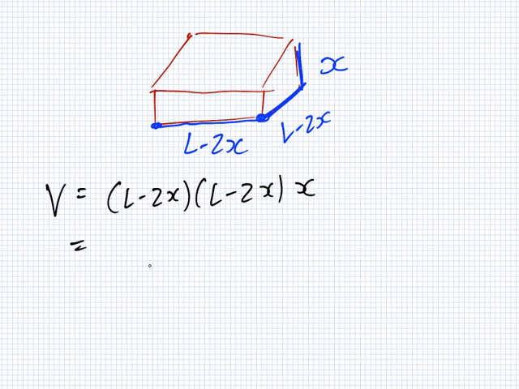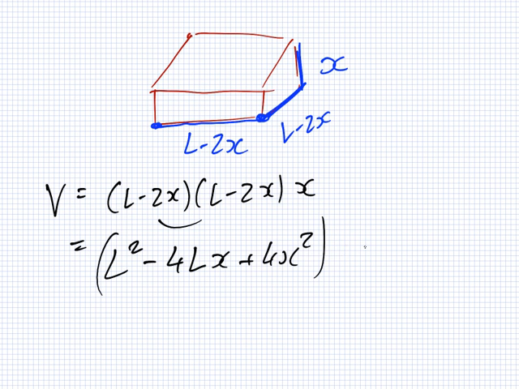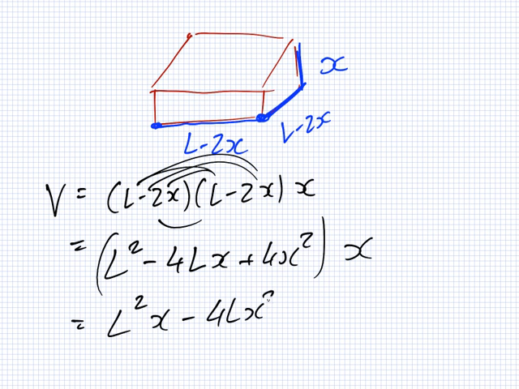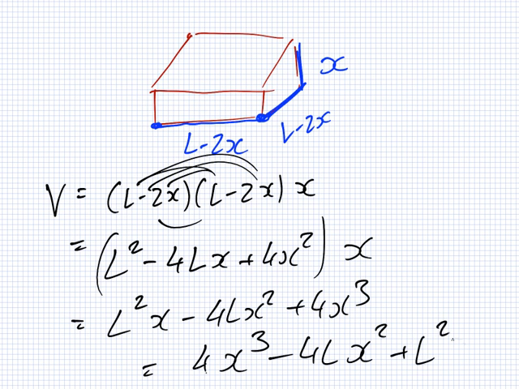Harry Potter. Yeah. Right. So multiplying this, L squared minus 4Lx plus 4x squared, times x. Yeah, L squared minus 2Lx minus 2Lx and then plus 4x squared, times x. So that will be L squared x minus 4Lx squared plus 4x cubed, or in other words, 4x cubed minus 4Lx squared plus L squared x. Okay, so just pause for a second there to get this.